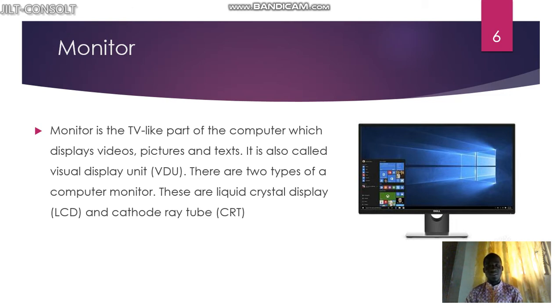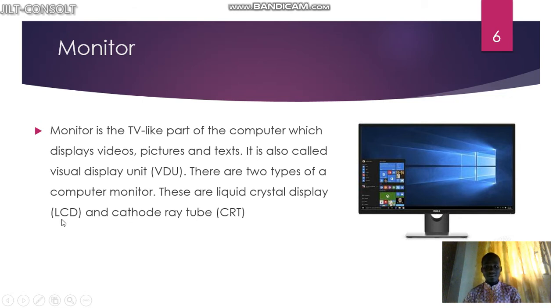You should be able to know that the visual display unit is the same as the monitor. Good. There are two types of computer monitor. These are liquid crystal display and the cathode ray tube. The liquid crystal display is also known as the LCD, and the cathode ray tube is known as the CRT.